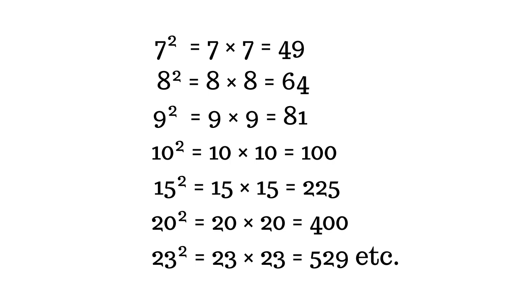15 square equals 15 times 15, which is equal to 225. 20 square equals 20 times 20, which is equal to 400. 23 square equals 23 times 23, which is equal to 529. So anytime we are asked to find the square of a number, simply multiply that number by itself. The answer gives the square of that number.